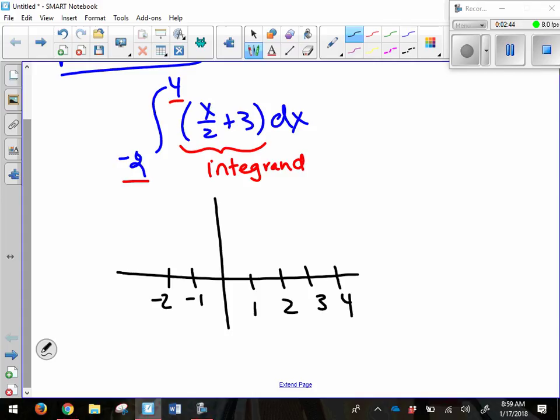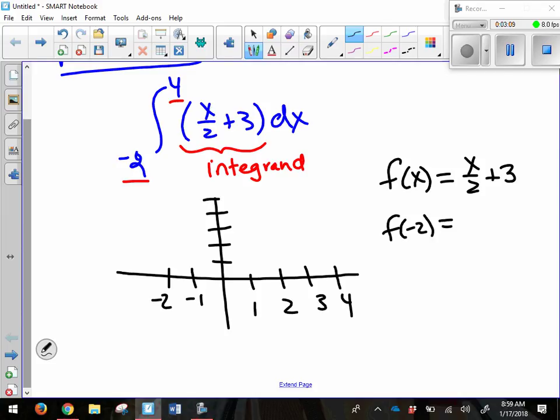And since we know it's a straight line, I really only have to plot a couple of points, right? So I would probably plot my endpoints. Let's be a little formal here. Let's say f of x is equal to x over 2 plus 3. So on the left-hand side, f of -2 is going to give us what? 2. Okay, so that's going to be about here.